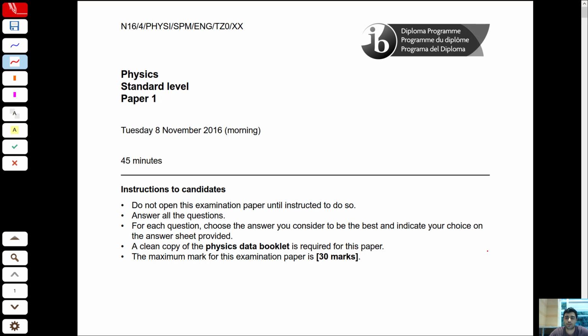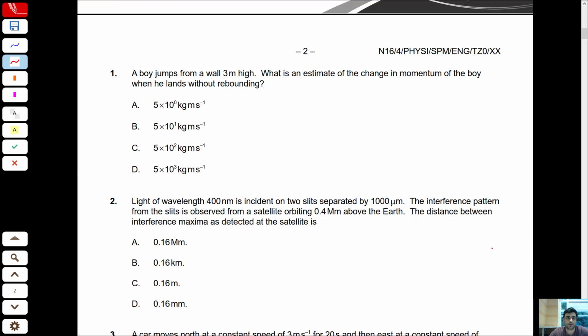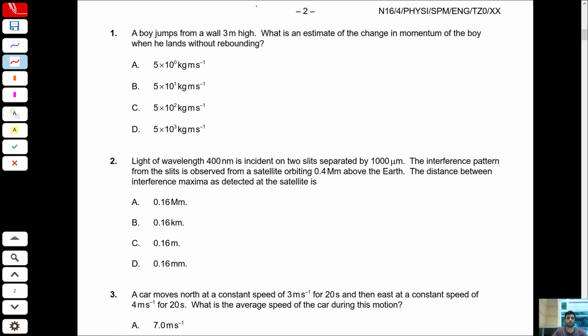Okay, let's start. So question number 1. A boy jumps from a wall 3 meters high. What is an estimate of the change in momentum?